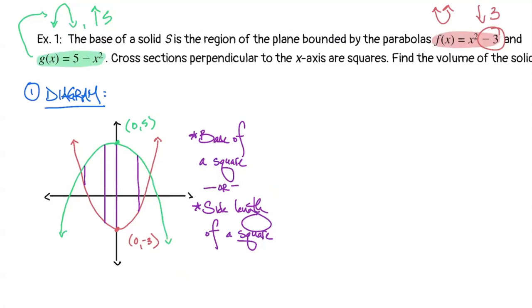All right. So we draw our diagram. It is mostly complete, except, like Matt said earlier, we don't know where these two parabolas cross. So we're going to go ahead and find our intersection points. Okay.